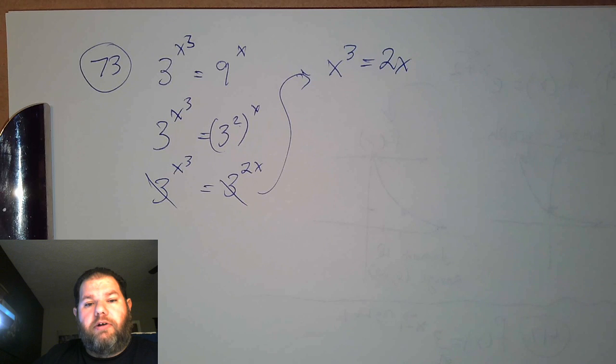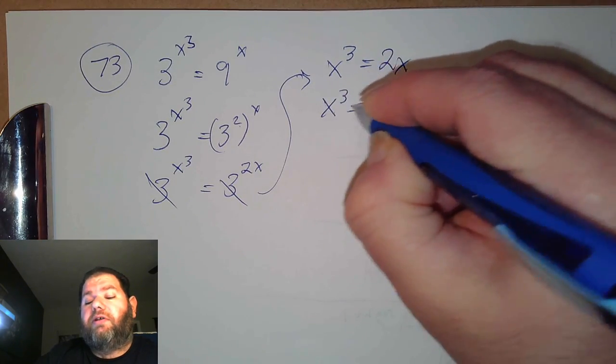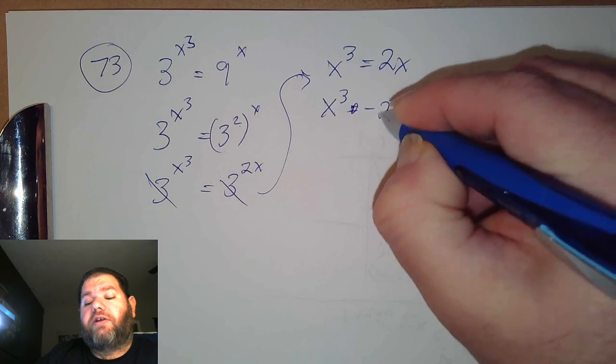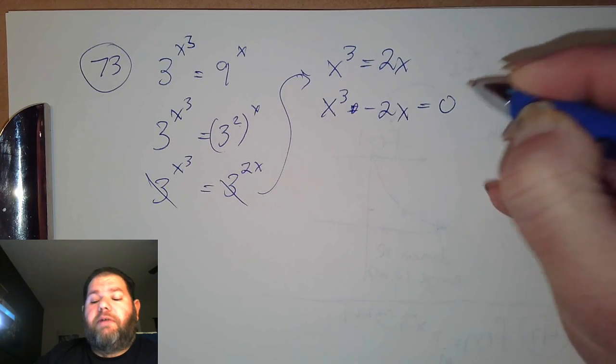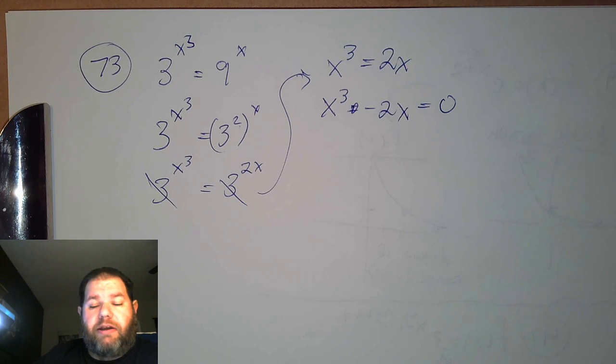Now this is a polynomial, and anytime we want to solve a polynomial, typically we get it equal to 0. There are a few cases where we don't, but usually we subtract over the 2x, and that way we have it equal to 0. Now we can factor and solve. The only time we don't get it equal to 0 is if we're using the square root property, which is a perfect square equal to a number, and we didn't have that here.